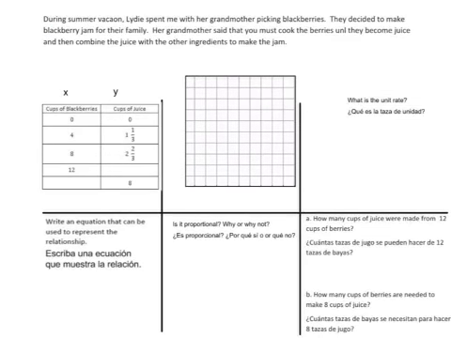This says, during summer vacation, Liddy spent time with her grandmother picking blackberries. They decided to make blackberry jam for the family. Her grandmother said that you must cook the berries until they become juice and then combine the juice with the other ingredients to make jam. If you can do this problem on your own, please do that now. If not, keep watching. So we need to figure out what the unit rate is, the number that we multiply by each time.